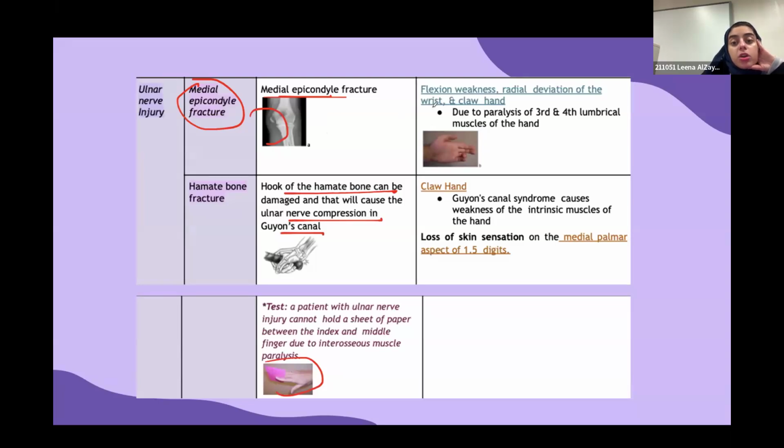For the medial epicondyle fracture, you will have flexion weakness and radial deviation of the wrist and claw due to paralysis of the third and fourth lumbrical muscles. And in the hamate fracture, you would have a claw hand, Guyon's canal syndrome, which is the weakness of the intrinsic muscles of the hand. Okay, and you also have loss of sensation of the medial palmar aspect of the 1.5 digits. And again, this is the test of holding the paper with these 2 fingers.